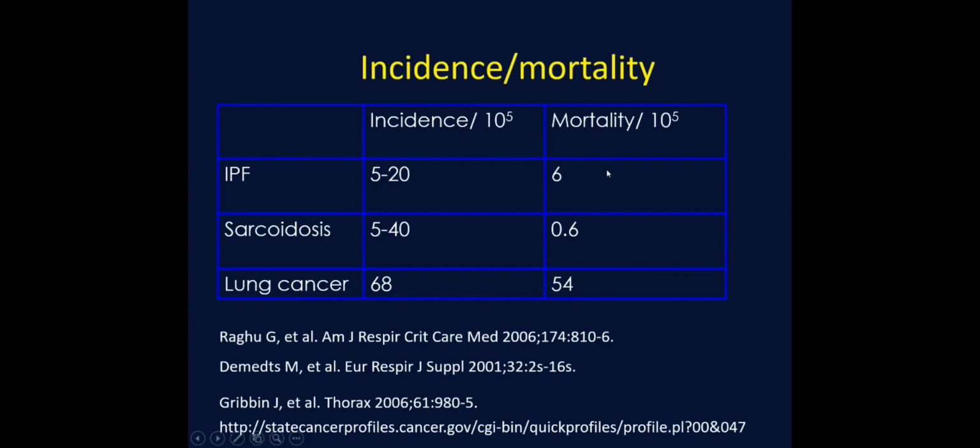Also important to be aware of the relative incidence and mortality of these conditions. So IPF happens in 5 to 20 per 100,000 patients. Approximately similar to sarcoidosis, but less prevalent, lower incidence than lung cancer. If you look at the mortality per 100,000, the mortality from IPF is approximately 1/10 the mortality from lung cancer. You can see the mortality from sarcoidosis is substantially lower.